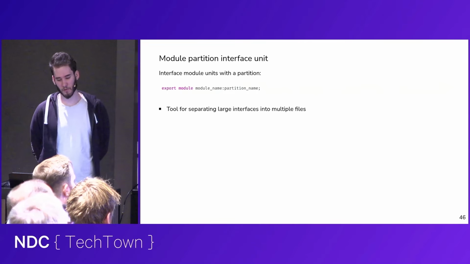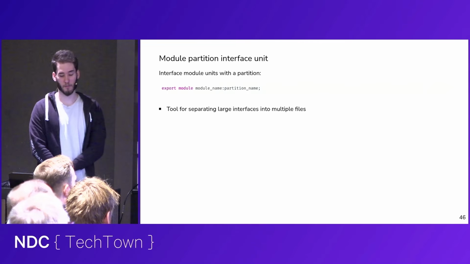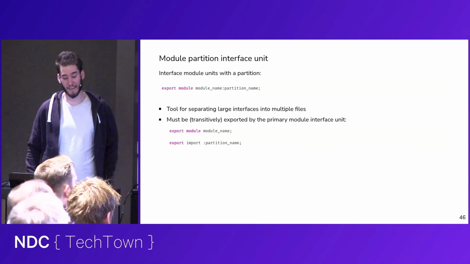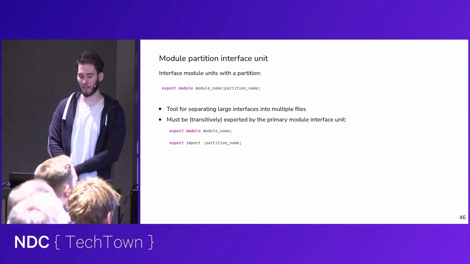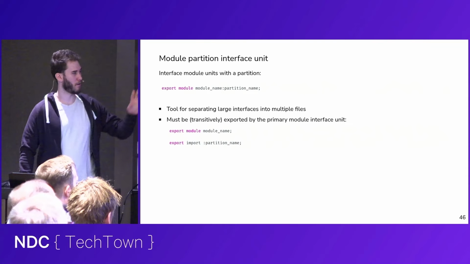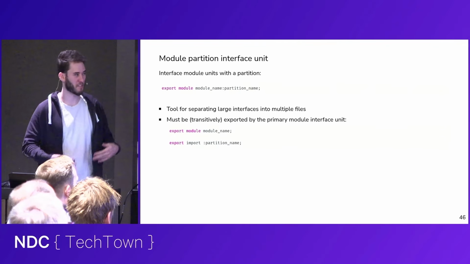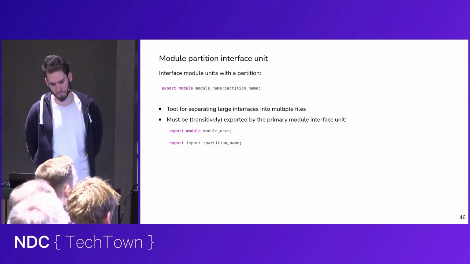A module partition interface unit is just an interface unit that has a partition. And they're just basically tools for splitting large interfaces into multiple files. And they have to be transitively exported by the primary module interface unit. So you always have to remember that whenever you add any partition, the main file for that module has to remember to expose it to the outside world.